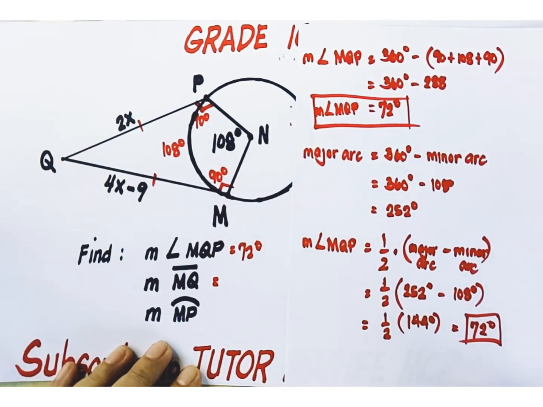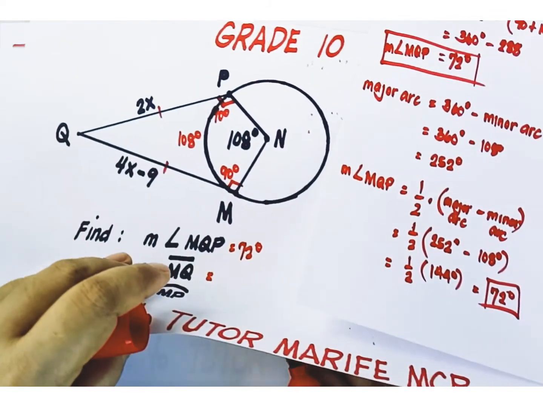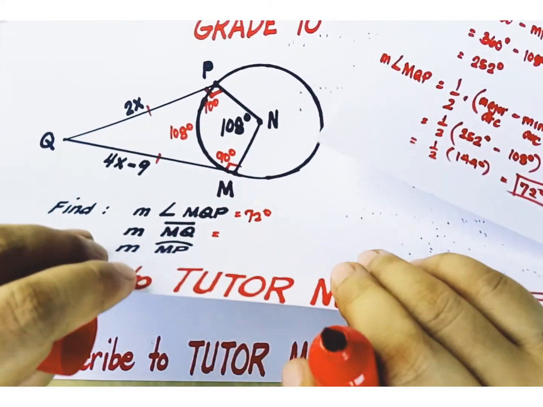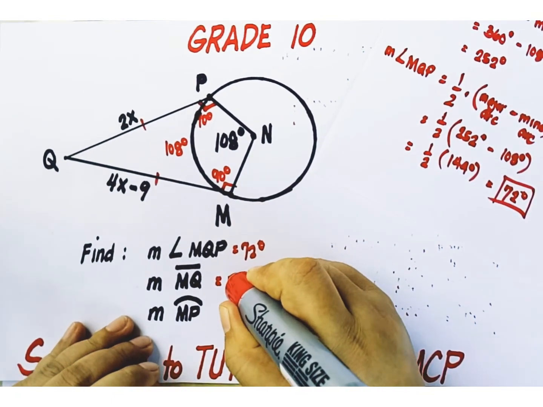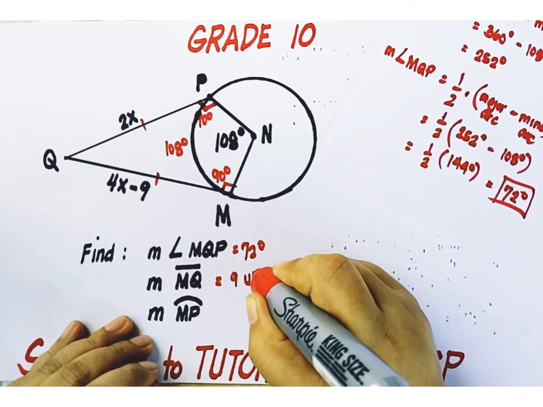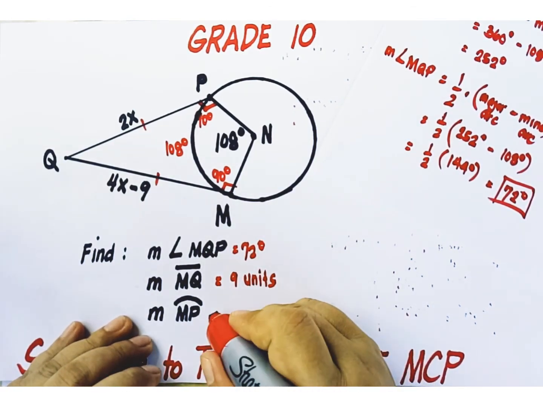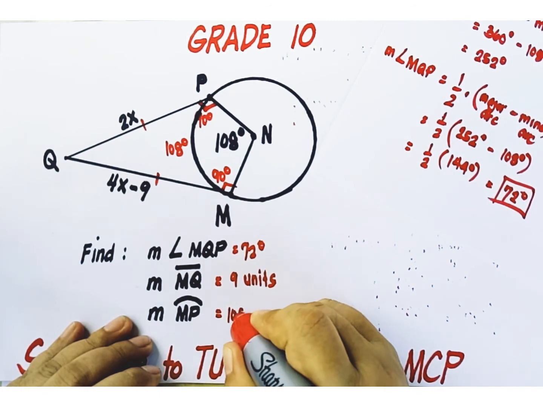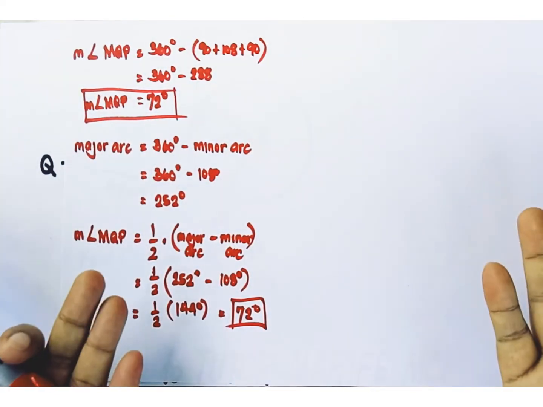The length of tangent segment MQ is, what's the length of tangent segment MQ? It's equal to 9 units. And the measure of arc MP is equal to 108 degrees. These are our answers. And we're done.